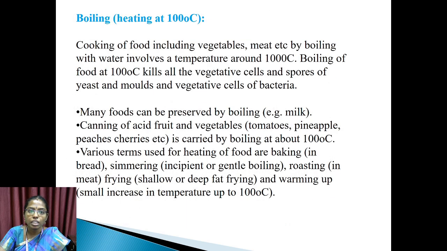Next, boiling. It is heating at 100 degrees Celsius. Cooking of food including vegetables and meat in boiling water involves a temperature around 100 degrees Celsius. Boiling of food at 100 degrees Celsius kills all the vegetative cells and spores of yeast and molds, and vegetative cells of bacteria. Many foods can be preserved by boiling, for example milk. Canning of acid fruits and vegetables, tomatoes, pineapple, peaches, cherries, etc. are examples of this. It is carried out by boiling at about 100 degrees Celsius.